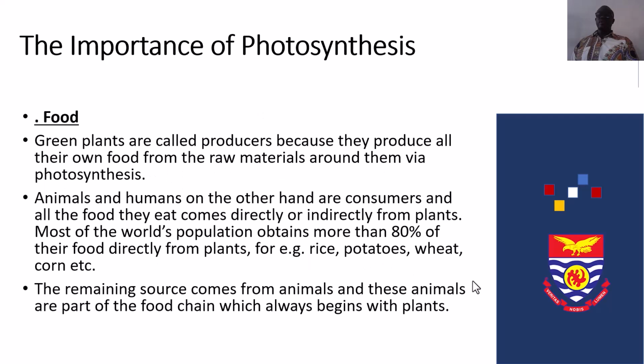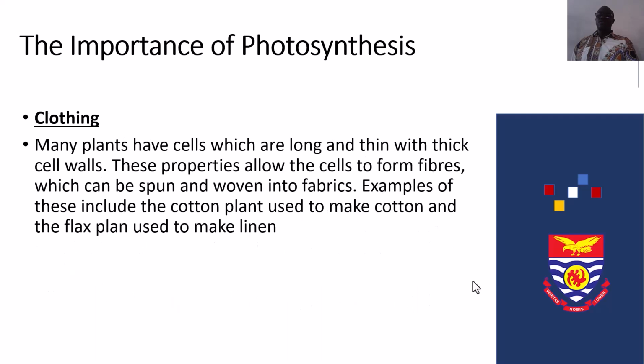Food. Green plants are called producers because they produce all their own food from the raw materials around them via photosynthesis. Animals and humans, on the other hand, are consumers, and all the food they eat comes directly or indirectly from plants. Most of the world's population obtains more than 80% of their food directly from plants, for example, rice, potatoes, wheat, corn, etc. The remaining source comes from animals, and these animals are part of the food chain, which always begins with plants.